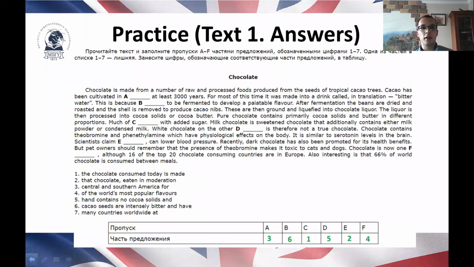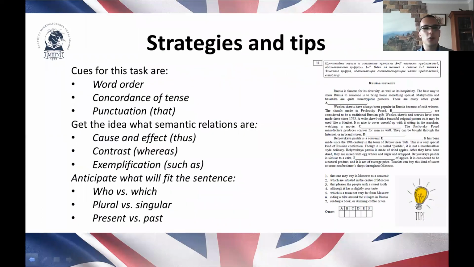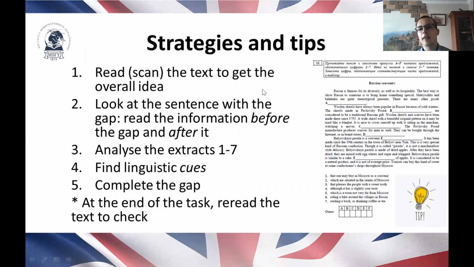Okay, let's briefly sum up the strategy for this task. We start with reading, but it's not detailed reading, it is scanning reading to get the overall idea of what the text is about. Then we analyze each and every gap more precisely. We look at the information before and after the gap. We find cues; you can also underline the key elements. You look at the different ideas, then complete the gap. Don't forget that at the end of the task, it's better to read the text to check, because sometimes the logic can be absent and we have to check that everything is correct.